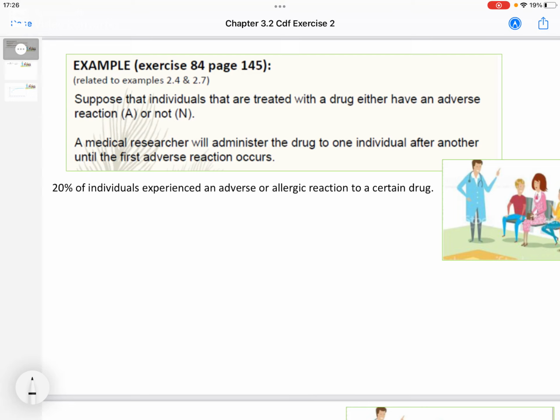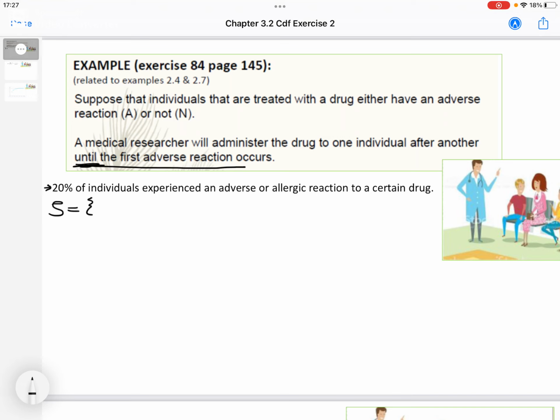So this example says, suppose that individuals that are treated with a drug either have an adverse reaction, an allergic reaction, or not. So a medical researcher will administer the drug to one individual after another until the first allergic or adverse reaction occurs. So you have to continue the experiment until you get an A. If you do not get an A, then the experiment must continue, right? So all outcomes at the end must end with the event where we have an allergic reaction, right? Then additional information says 20% of individuals experience an adverse or allergic reaction to this certain drug.